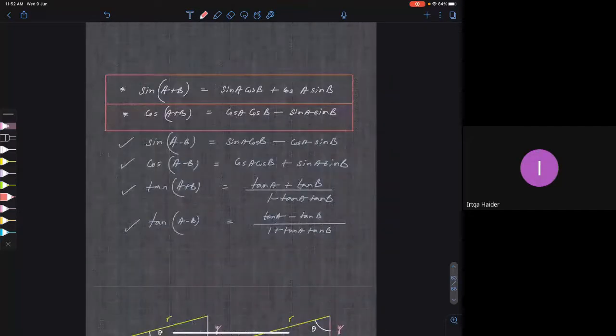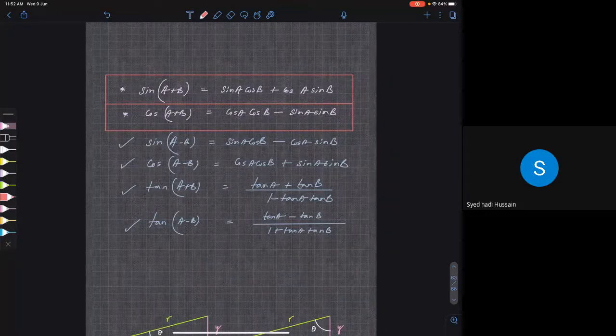Okay, let me just come back to our sine of a plus b. Now, can you see that sine of a plus b is sine a cos b plus cos a sin b, and cos of a plus b is cos a cos b minus sine a sin b? Do you agree? Now, it is not obvious why these formulas are connected together.